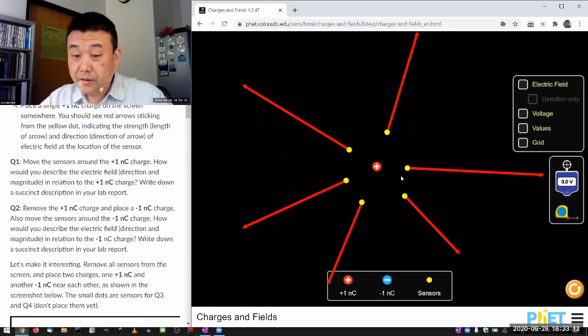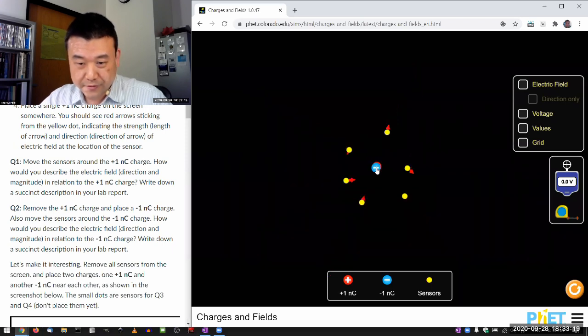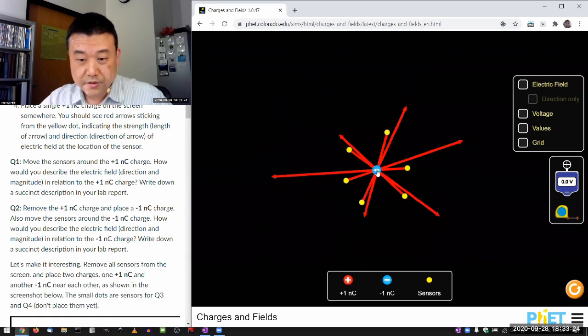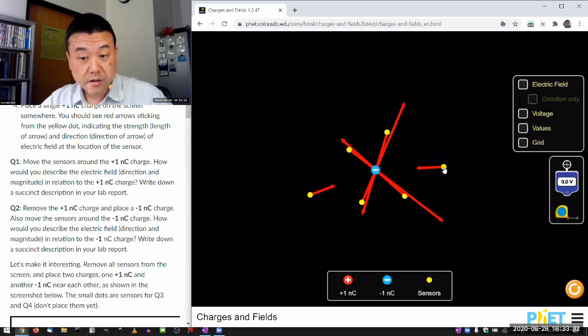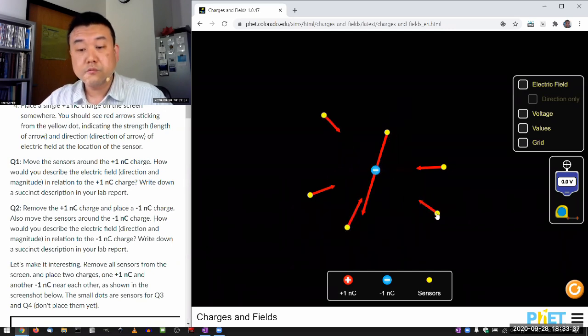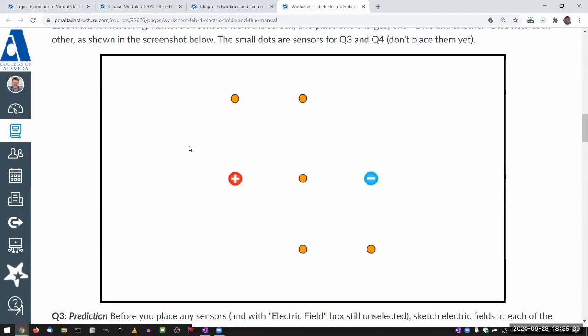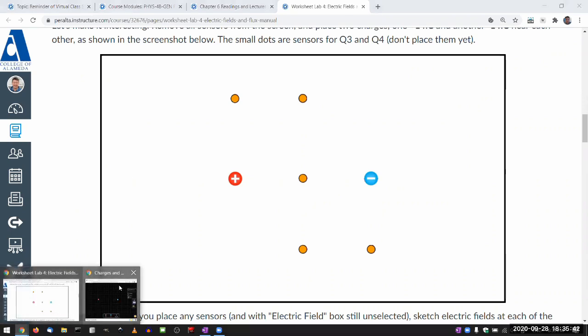And when you replace this with a negative charge, when they're right on top of each other, they cancel each other to zero. When you just replace it with a negative charge, then you see that all these electric fields go towards the negative charge. And that represents the attractive force that positive test charges would feel around this negative charge. So this is the representation of the setup I have in the simulation on the other screen.